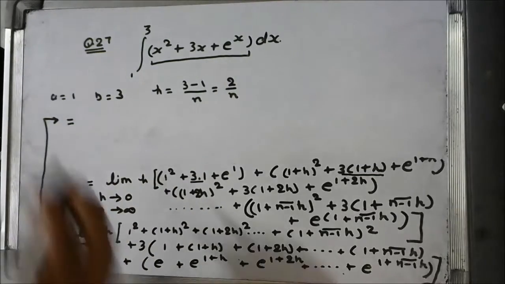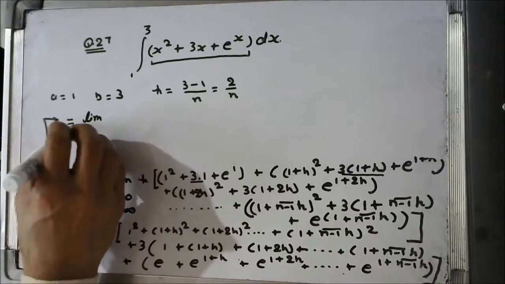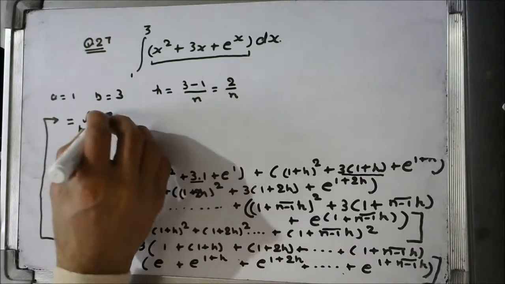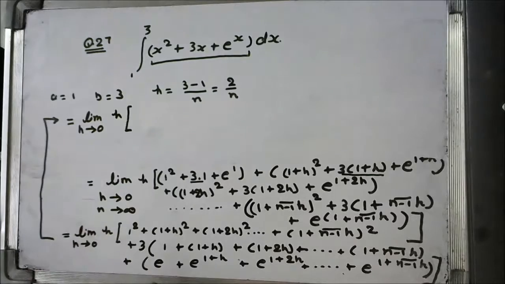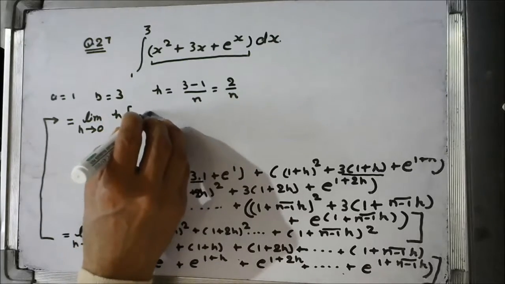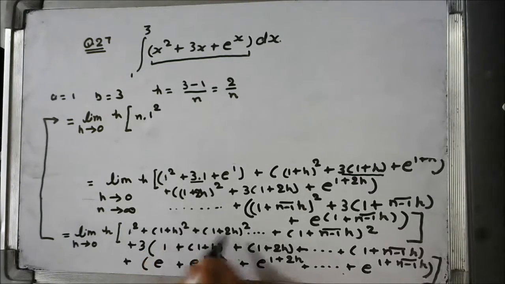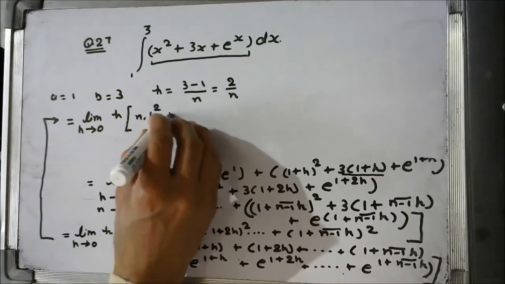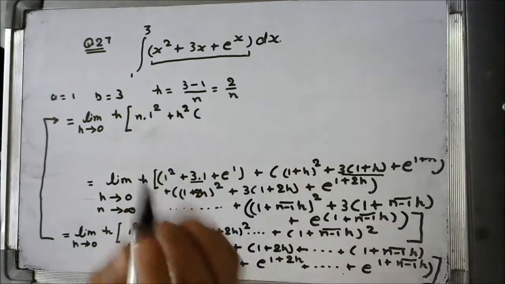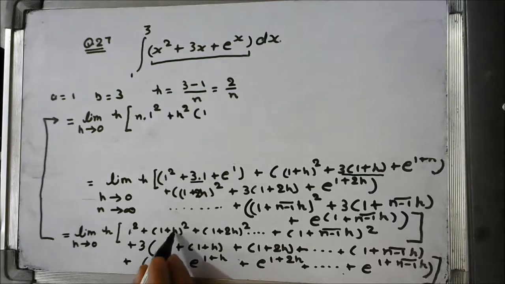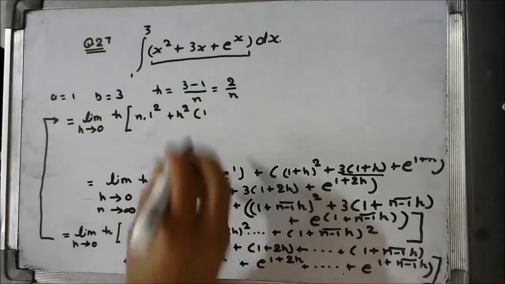Once again, rearranging the terms. Now, in all these square brackets, in each bracket I will get a 1 square term, and there are n such brackets. So when I add all of them, I should get n times 1 square. Then I will get a term containing h square in each of the brackets. So taking h square common from each one of them, I will be left with 1 square plus 2 square up to n minus 1 square.